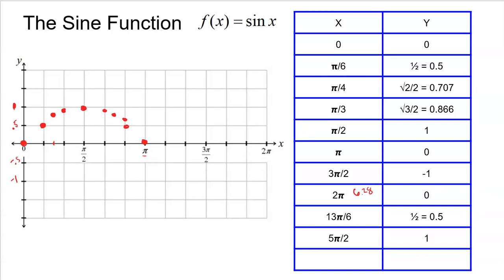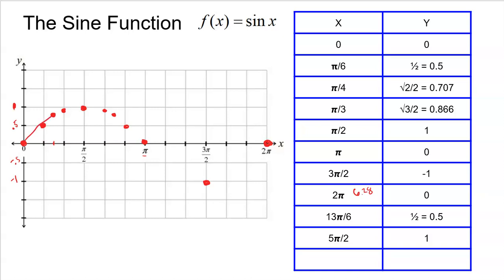My fault. I hope you get the idea. And then we can keep going. At 3 pi over 2, it drops down to -1. And then if we keep going to a full circle, 2 pi, we're back to 0. So here is the sine curve, and it's a nice, smooth wave.